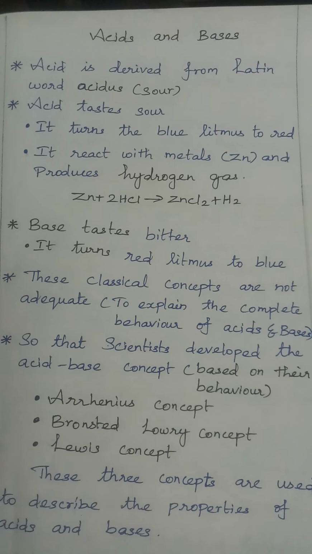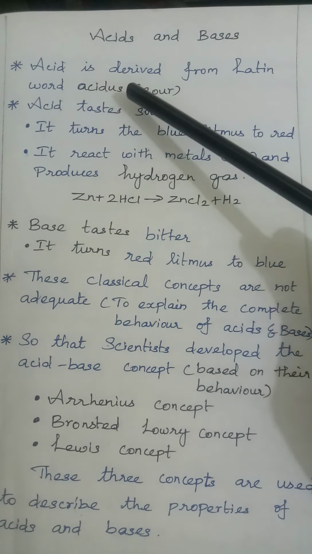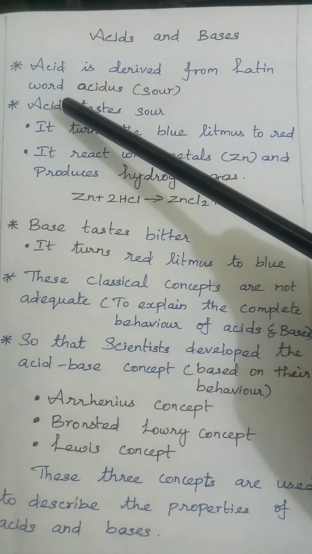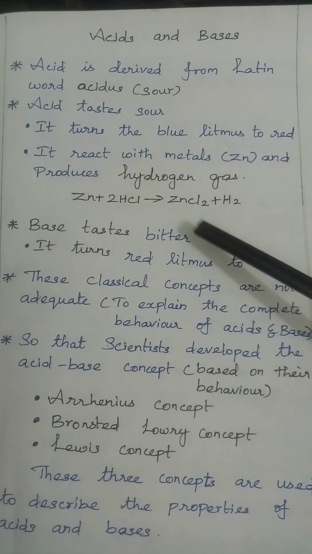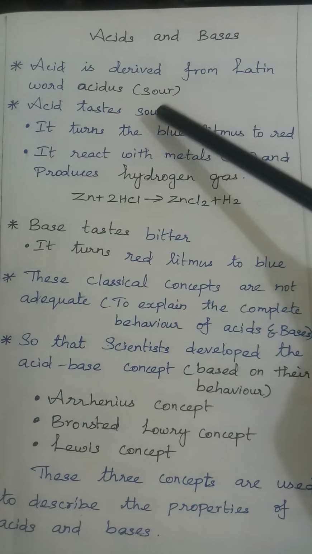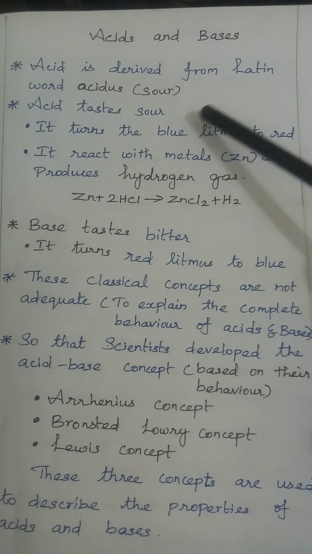Now we discuss word by word as in the books. The heading: acids and bases. Acid is derived from the Latin word acetus. What is the meaning of acetus? Sour. So acid has a sour taste. It turns blue litmus to red. When blue litmus paper is dipped into acid, the blue color changes into red.